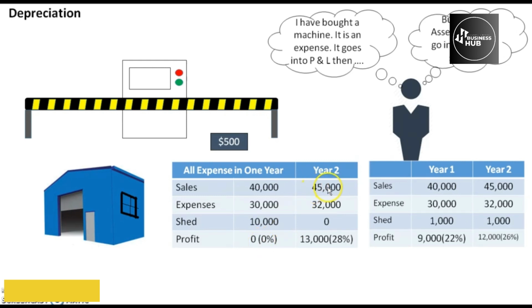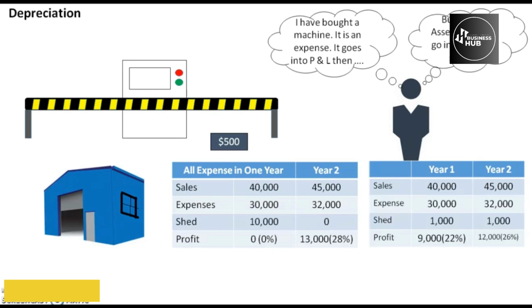And in the next year, imagine that you have made slightly better sales of 45,000 and expenses of 32,000. Next year, your company will show a profit margin of around 28%. Though the company has used the shed in the second year as well, its expense is not being shown here, whereas all the expenses are being shown in the first year and the profit margin is shown almost zero in this year. Is that fair?